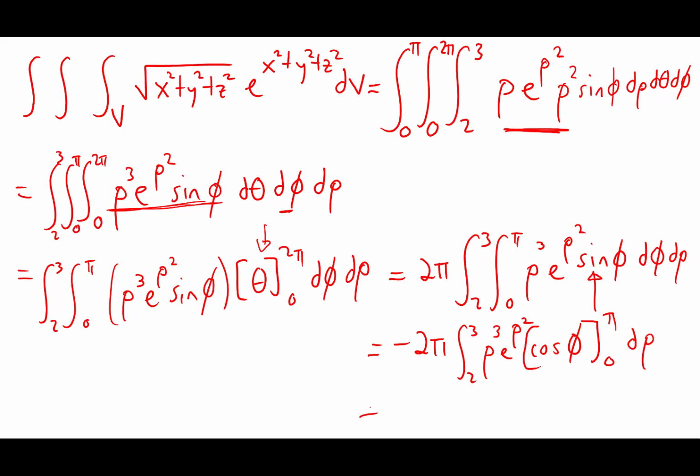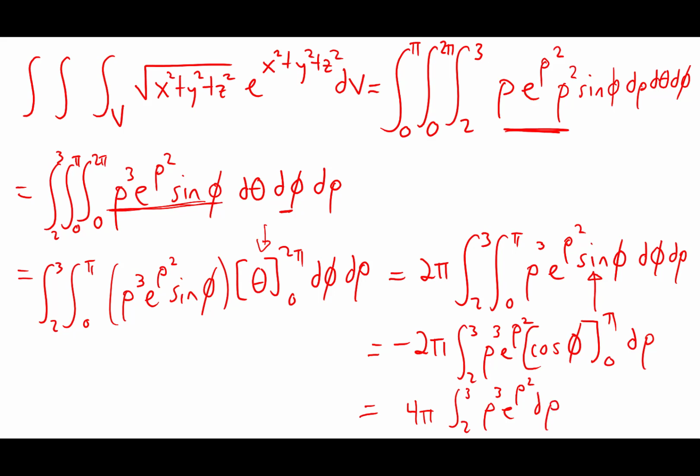Notice if we plug pi and 0 into this, what we're going to get is minus 1 minus 1. Let me put parentheses around what we're actually getting there, which is going to give us a minus 2. I'll pull that out on the outside. So this will become minus 2, which means we'll have a 4 pi out front, times rho cubed e to the rho squared d rho.